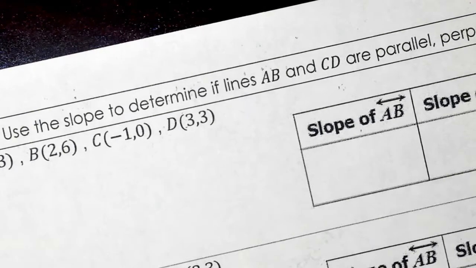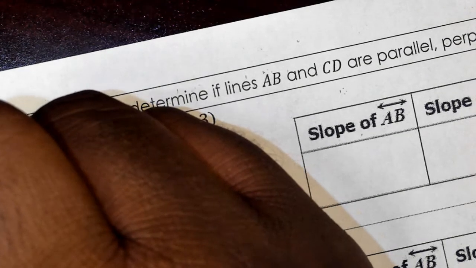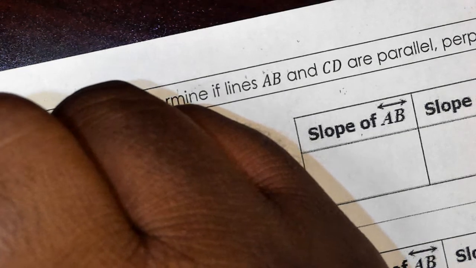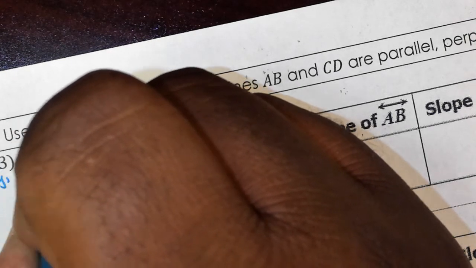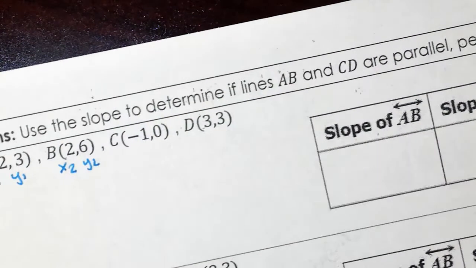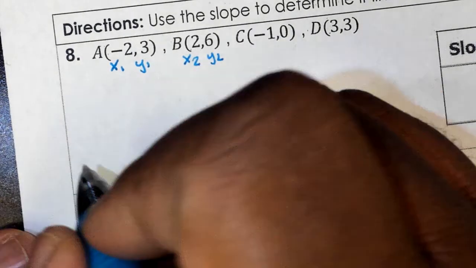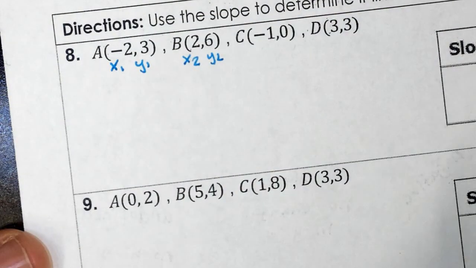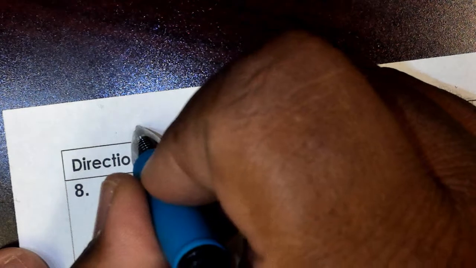So for number 8, I'm going to start out with A and B. I'm going to label those. I'm going to color code too for y'all. I'm going to do my first one in blue and my second one in green. X2, Y2. So I'm only worried about A and B right now, finding the slope for those. And if you need to write the slope formula at the top of your page, you can, so you don't have to look back.